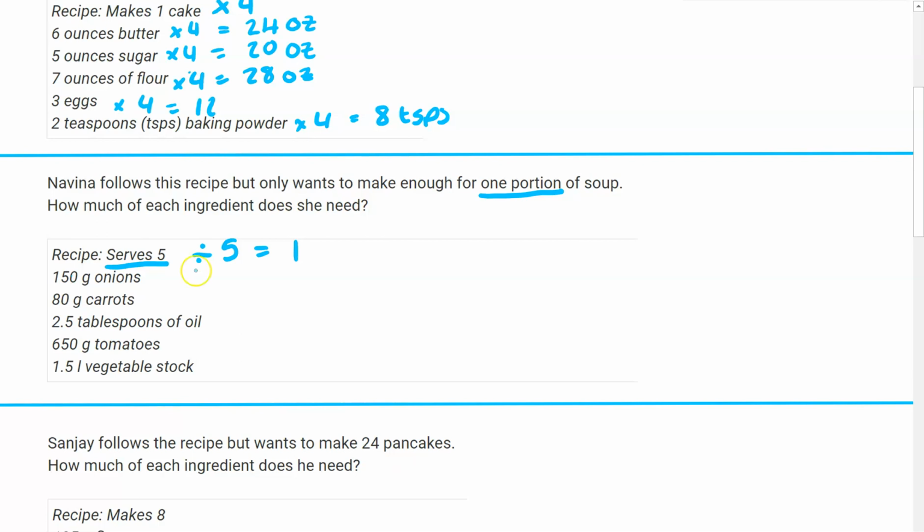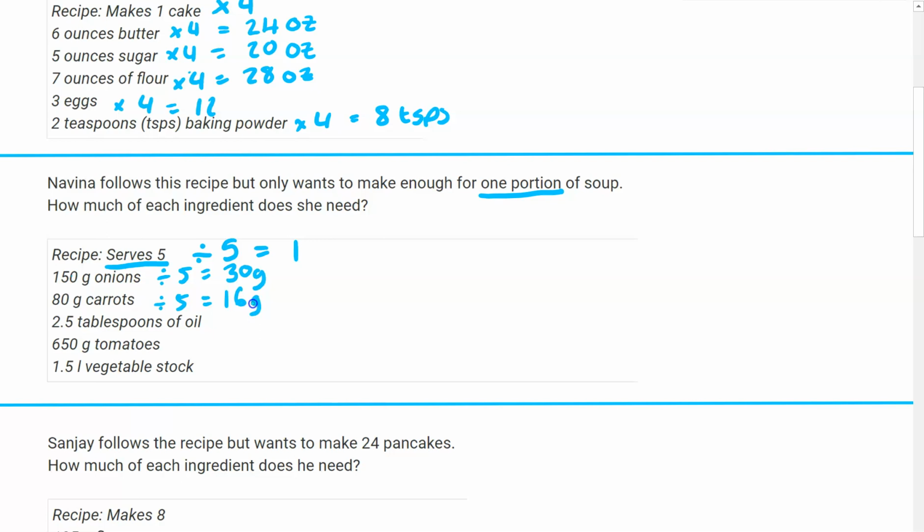So for onions, we need to do 150 divided by 5, which is 30. So 30 grams of onions. For carrots, 80 divided by 5 is... my brain's currently gone blank. What is it? 50, 30, 16. 16 grams of carrot.